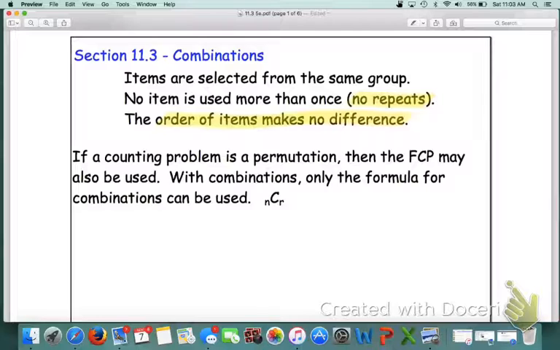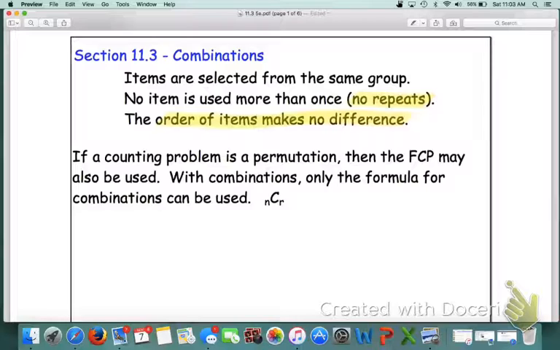Now, when we talked about permutations before, we found that anytime we use a permutation, we also could do the same problem using the fundamental counting principle. With combinations, though, the only formula that's going to work is the combination formula. So you have no other options when it's a combination but to use a combination.